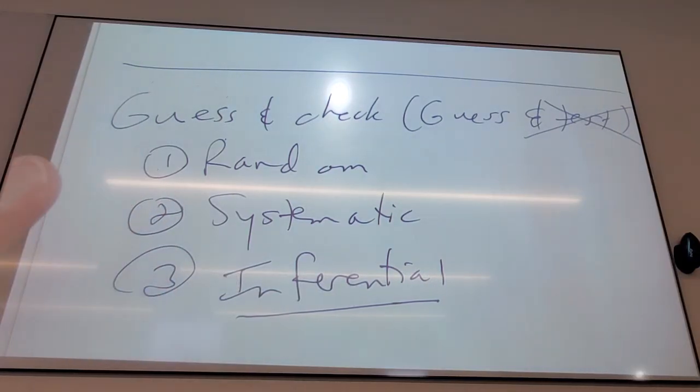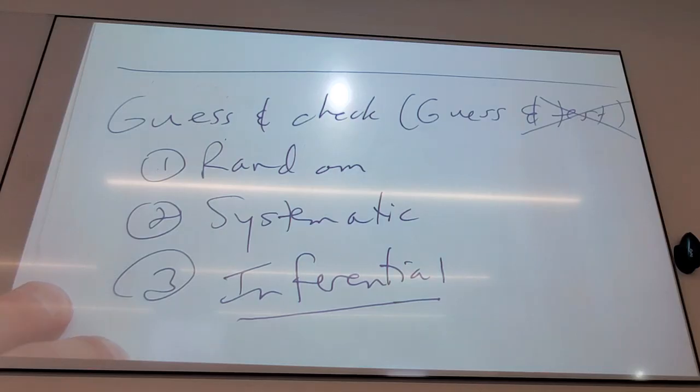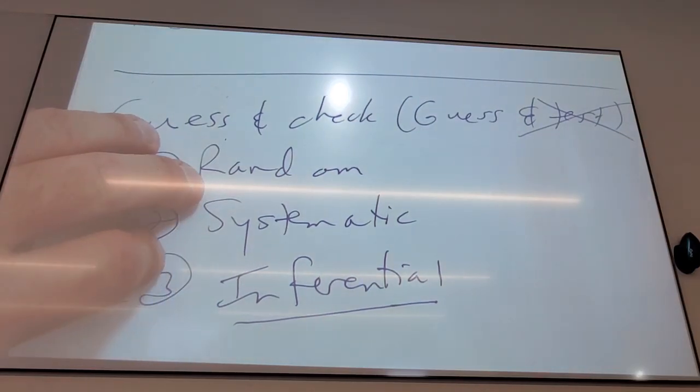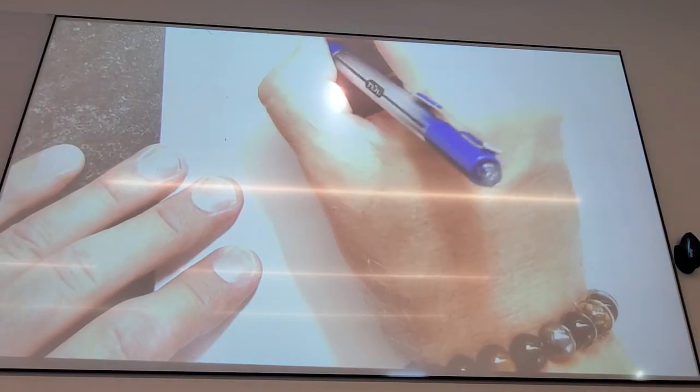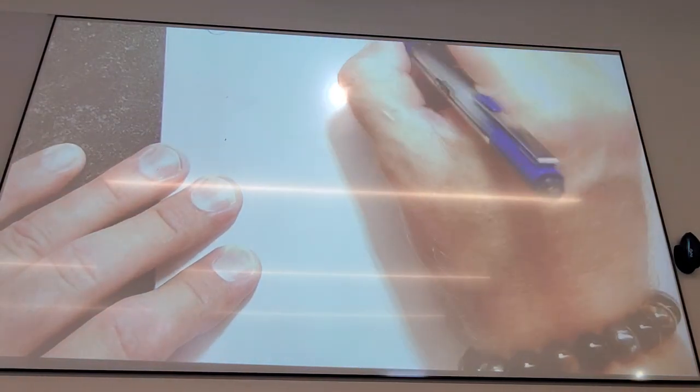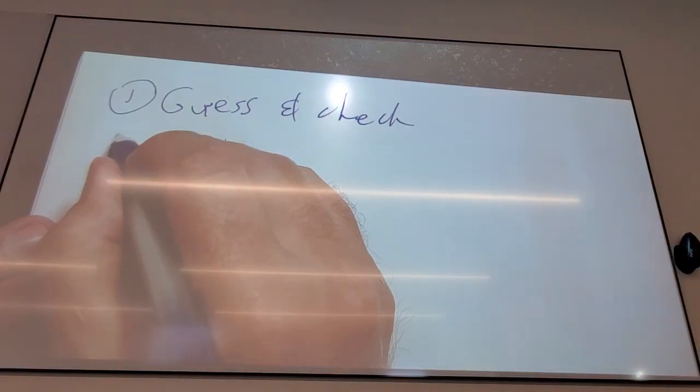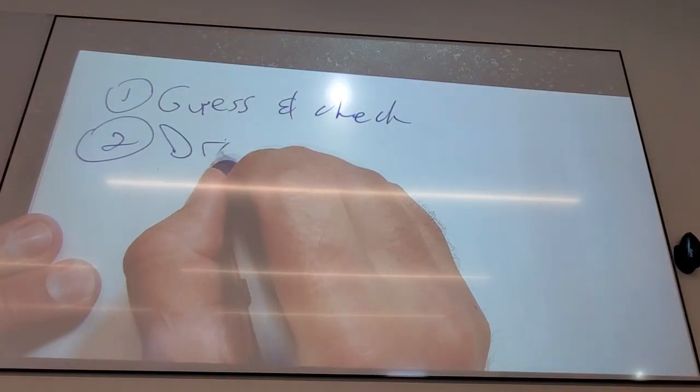All right. So I've got a little handout I'm going to give to you that's going to give you something to try out. Second thing, so number one, we have guess and check. That is a strategy for solving a problem. Secondly, we have draw a picture.